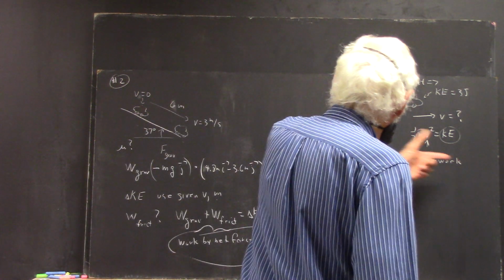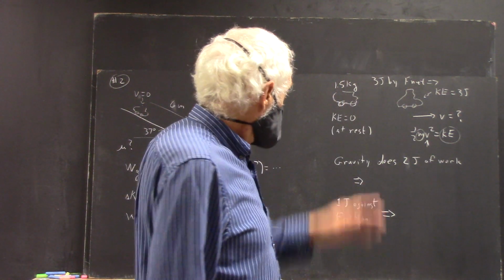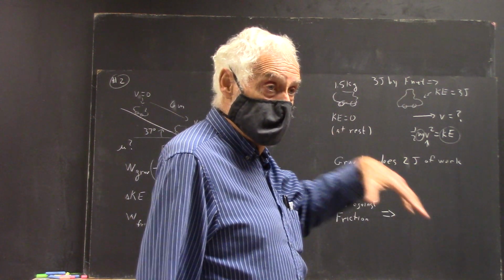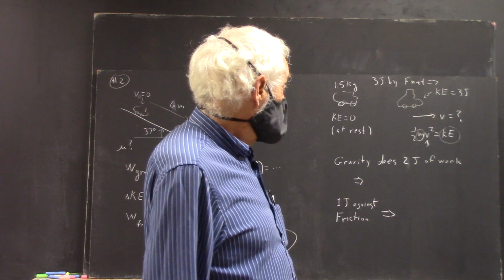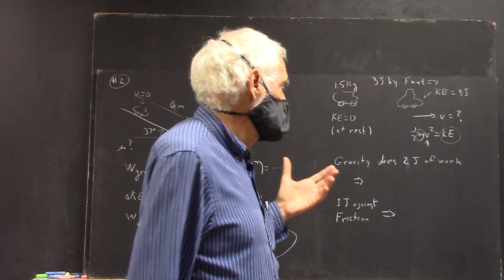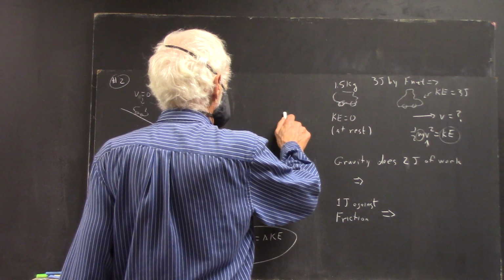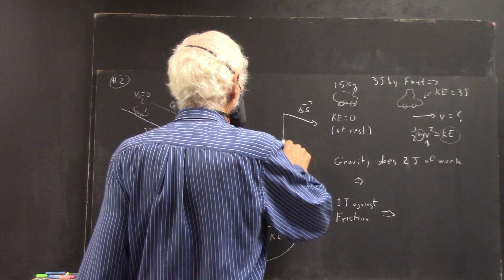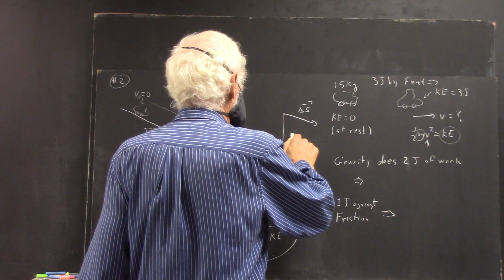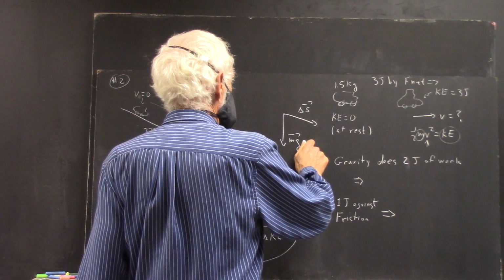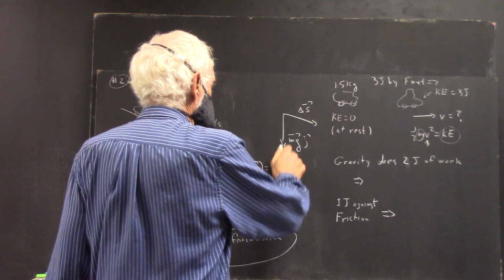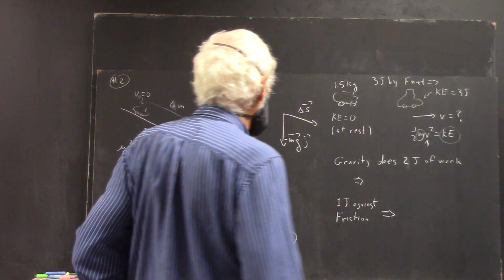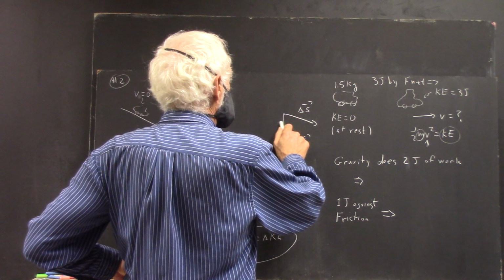Now, if gravity does 2 joules of work, mind you this thing's on a decline, gravity does plus 2 joules as you're going down the incline. And again, how do you get that? Here's your displacement vector. Here's your gravitational force vector. Okay? This displacement vector has a vertical component.